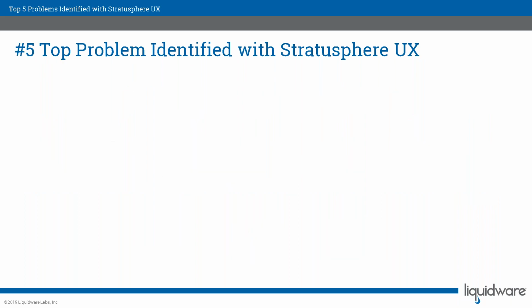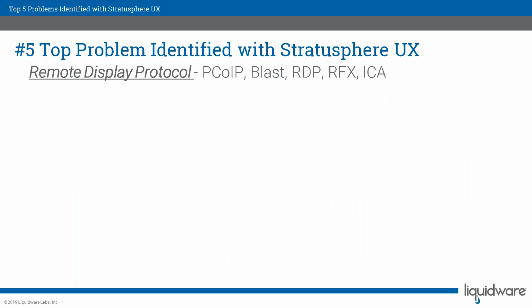So number 5, what did we find as far as the number 5 top problem in the environment for customers? For those of you running Citrix, running VMware Horizon, Amazon, or in the cloud, wherever you are, and you're connecting to a remote machine. So we call this remote display protocol. This is your PC over IP, your Blast, RDP traffic, RFX, ICA traffic.